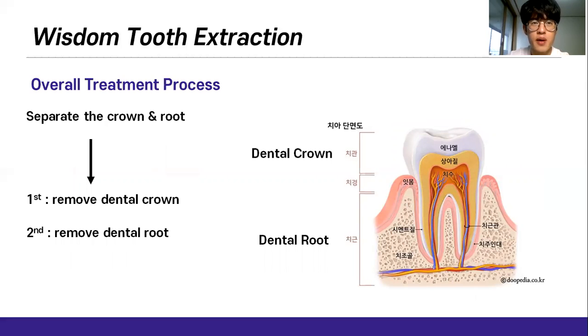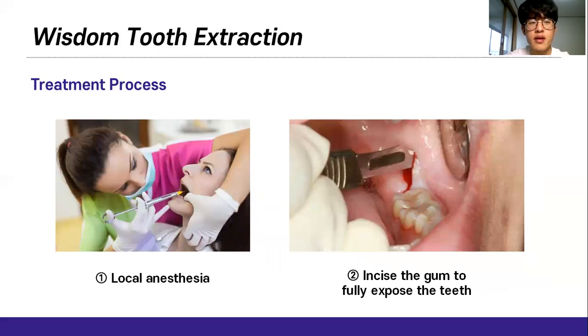This time, I will tell you the process of wisdom tooth extraction. To understand the process of the treatment, you need to know a little bit about the structure of your teeth. Teeth are composed of a dental crown and a dental root. I will separate the dental crown from the dental root and remove the crown first, and after that, I will remove the dental root. Now, I will tell you the process in detail.